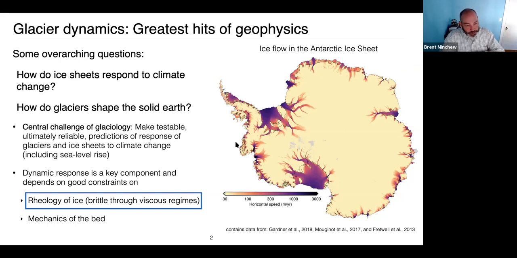Broadly speaking, we'll lump a number of these things into two very broad categories. One is the rheology of the ice, thinking about this from brittle through viscous regimes. Today, we're going to focus primarily on viscous regimes, but of course, ice can also be brittle and calve off icebergs. So we are interested in what the transition is from viscous flow of ice to brittle fracture. But today, we're going to focus exclusively on viscous regime flow.